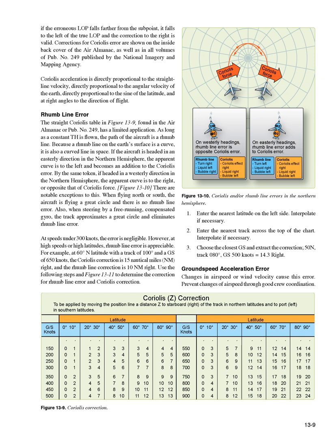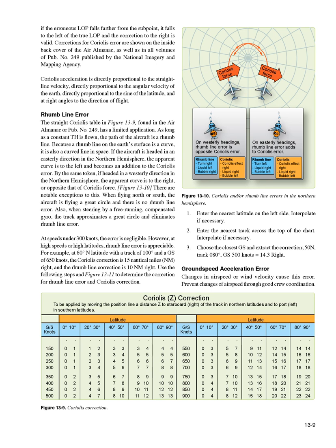Use the following steps in Figure 13.11 to determine the correction for rhumb line error and Coriolis correction. 1. Enter the nearest latitude on the left side. Interpolate if necessary. 2. Enter the nearest track across the top of the chart. Interpolate if necessary. 3. Choose the closest GS and extract the correction. 50 N, track 080 degrees, GS 500 knots equals 14.3 right.